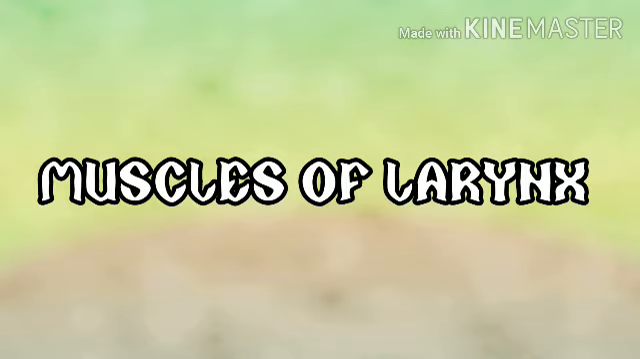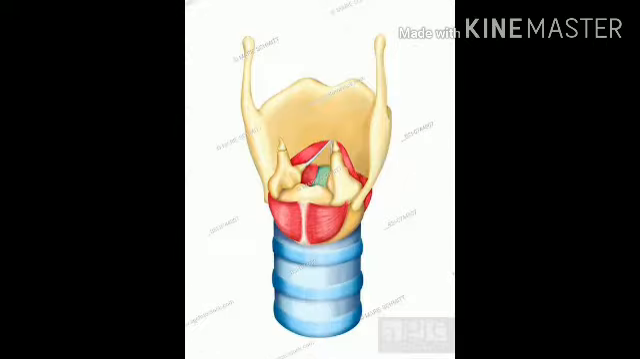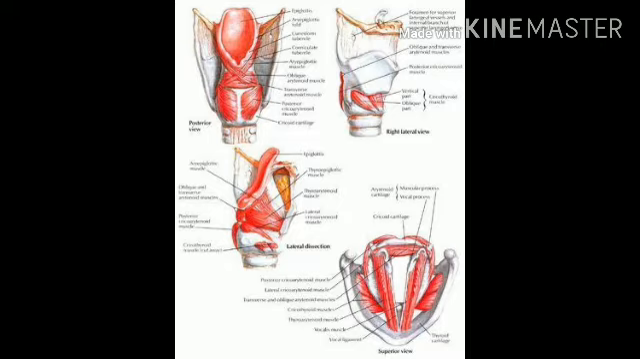Next, we are discussing the muscles of the larynx. There are two groups of muscles, extrinsic and intrinsic. The extrinsic muscles connect the larynx to the sternum, tongue, pharynx and hyoid apparatus. The intrinsic muscles connect the laryngeal cartilages. The intrinsic muscles are cricothyroid, posterior cricoarytenoid, lateral cricoarytenoid, thyroarytenoid and transverse arytenoid muscles.